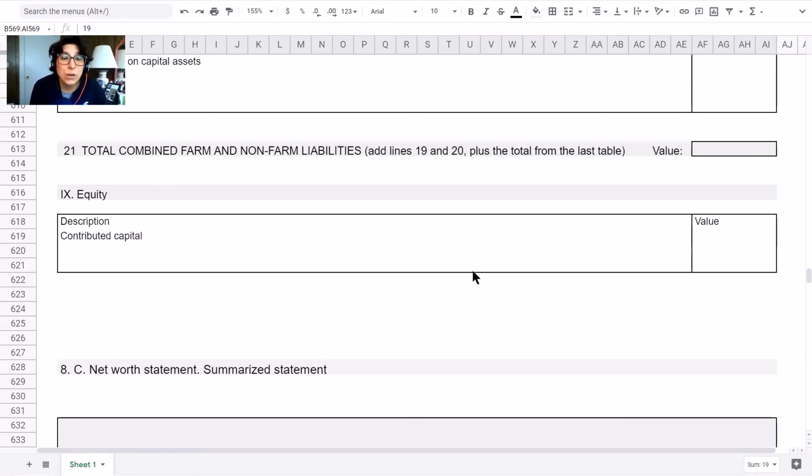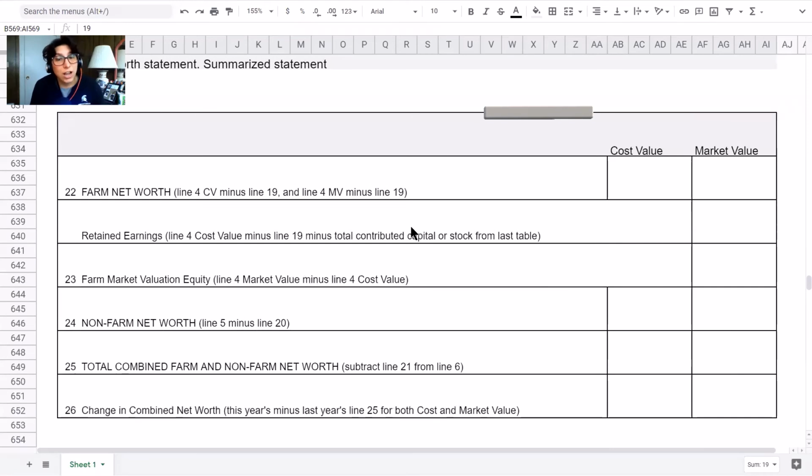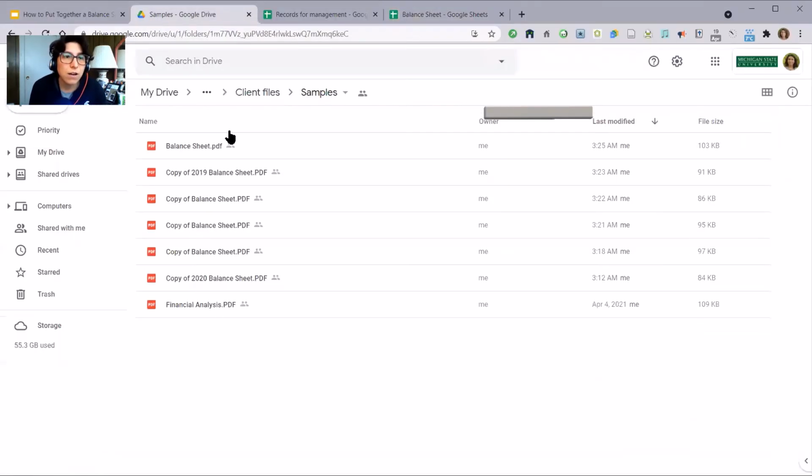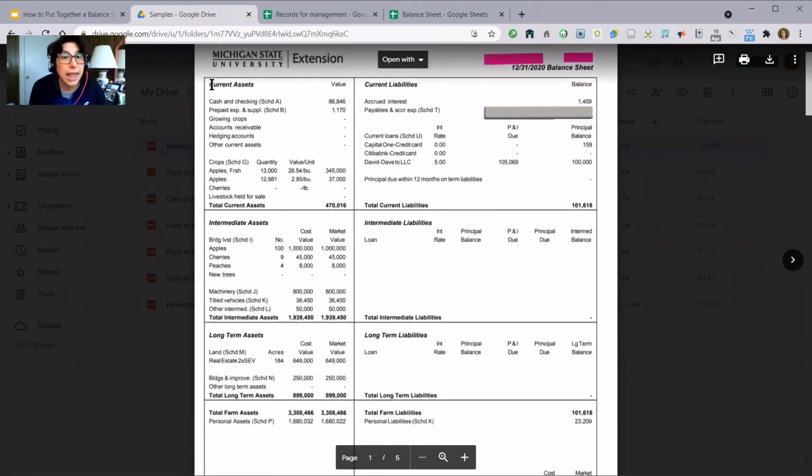All right, so that is the end of the information that you are collecting, okay? From there, we can do 2 things. You could contact your farm business management extension educator, and we could put together your balance sheet. And I wanted to show you a couple examples of what a balance sheet that we created for you might look like. So this is what it looks like, and it has the same sections that we reviewed before.